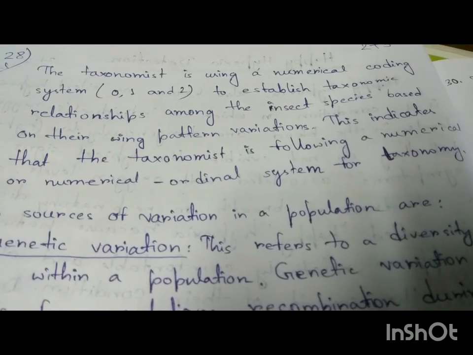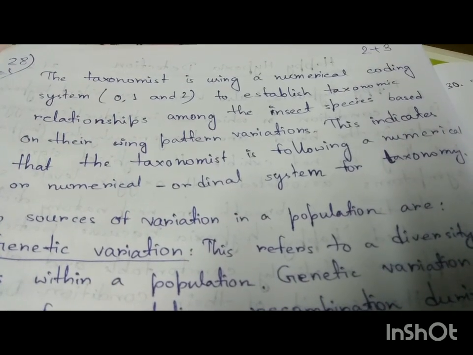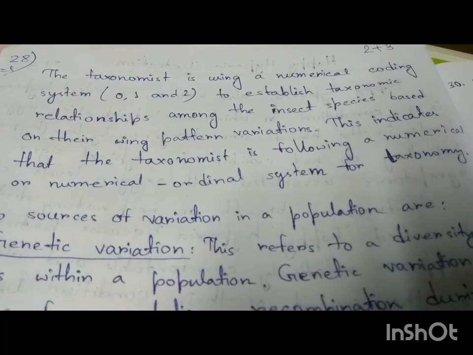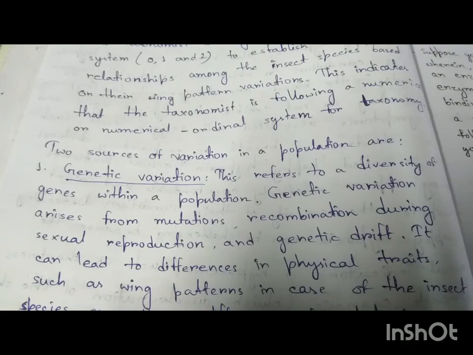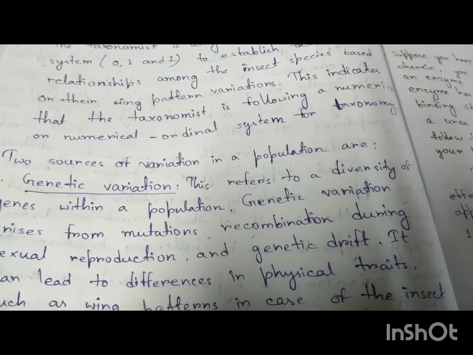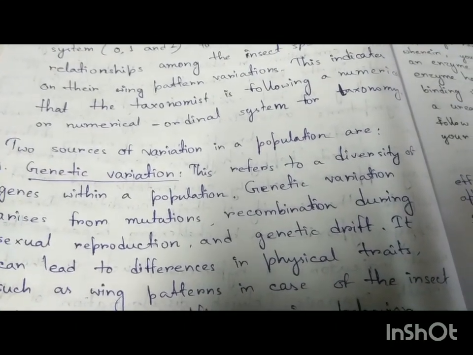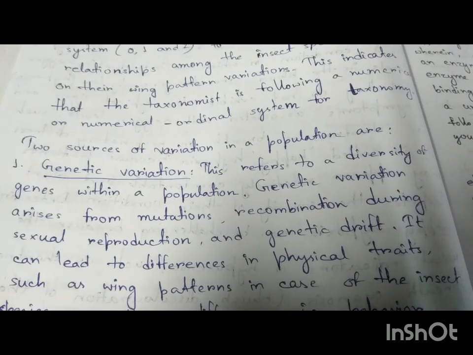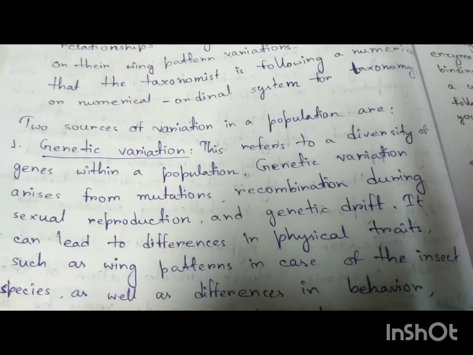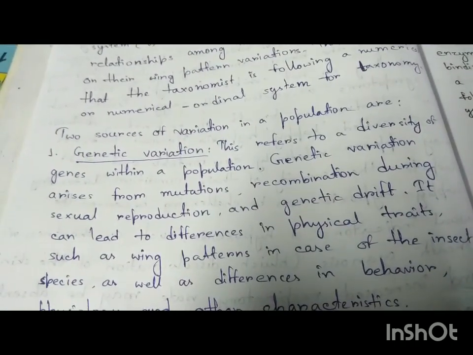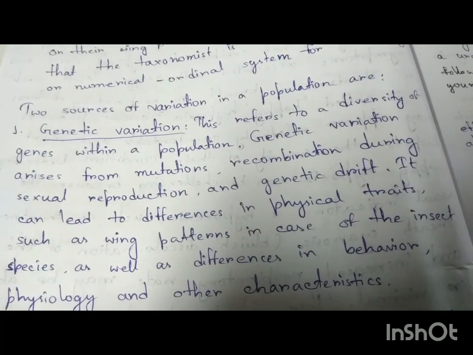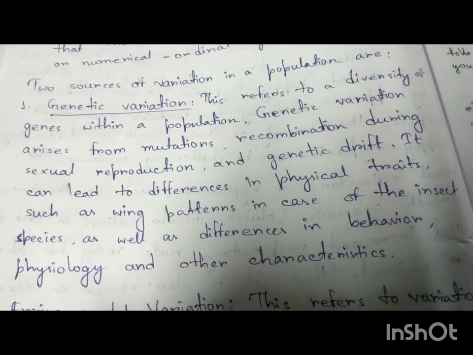This indicates that the taxonomist is following a numerical ordinal system for taxonomy. 2 sources of variation in a population are, first, genetic variation. This refers to the diversity of genes within a population. Genetic variation arises from mutations, recombination during sexual reproduction, and genetic drift. It can lead to differences in physical traits, such as wing patterns in the case of the insect species, as well as differences in behavior, physiology, and other characteristics.